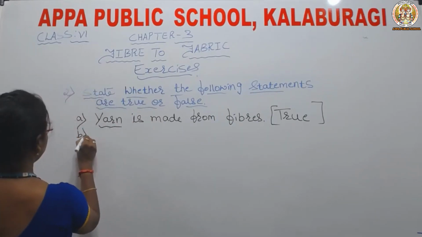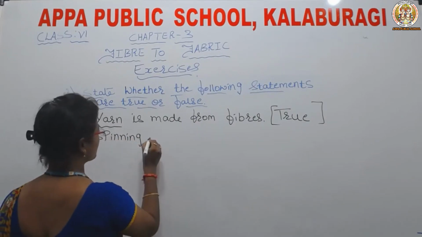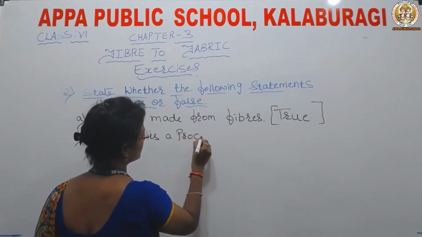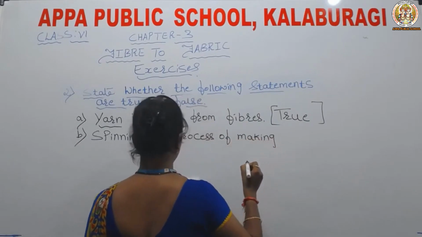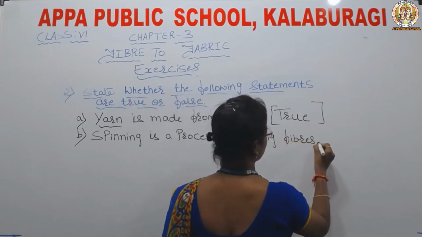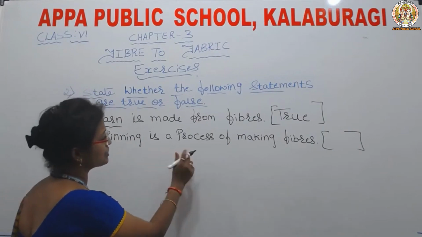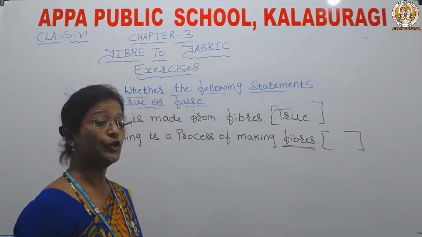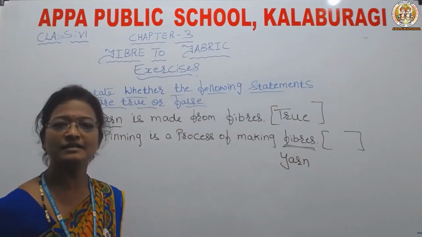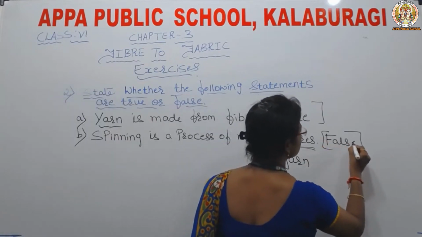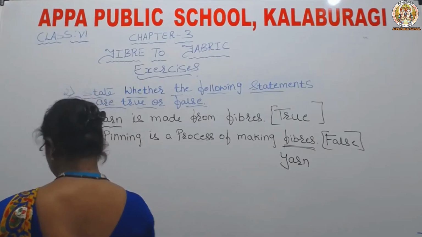Second one, B. Spinning is a process of making fibers. So what is the question? Spinning is a process of making fibers? No. Spinning is a process of making yarn. Then the statement is false. The process of making yarn is called spinning, not fibers. So the answer is false.